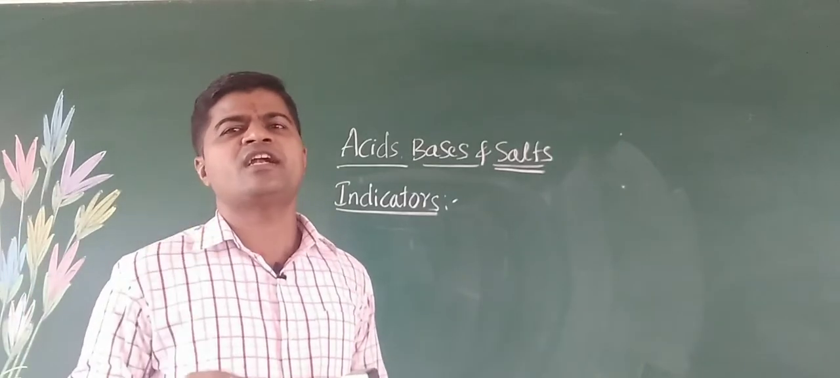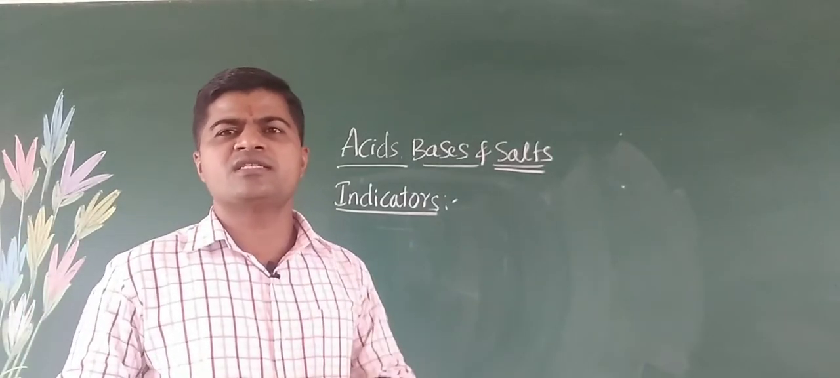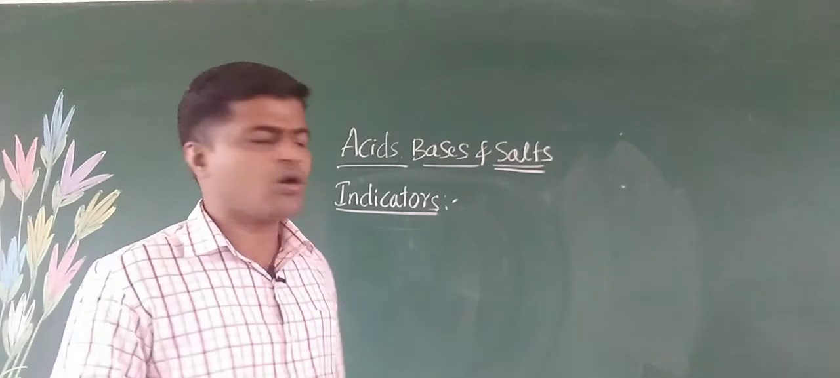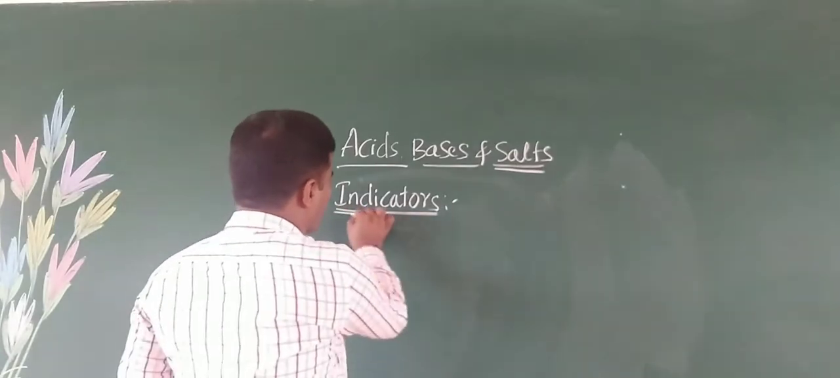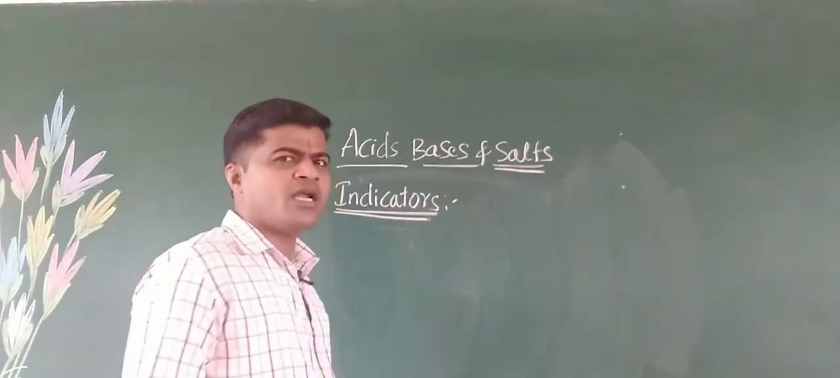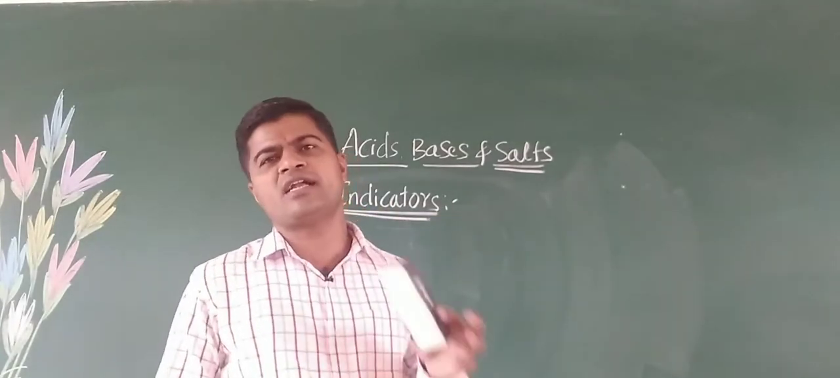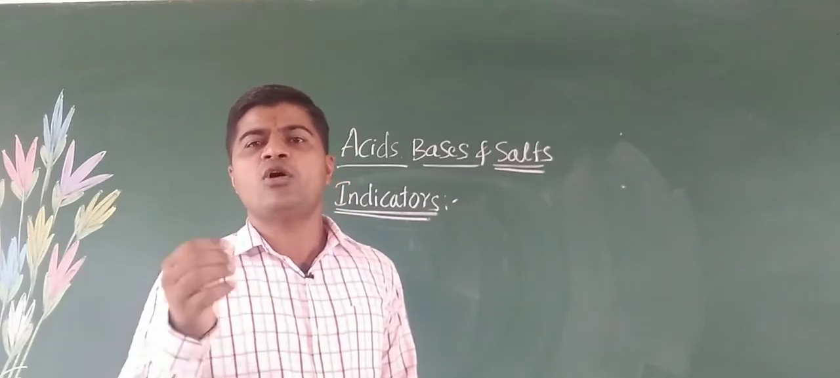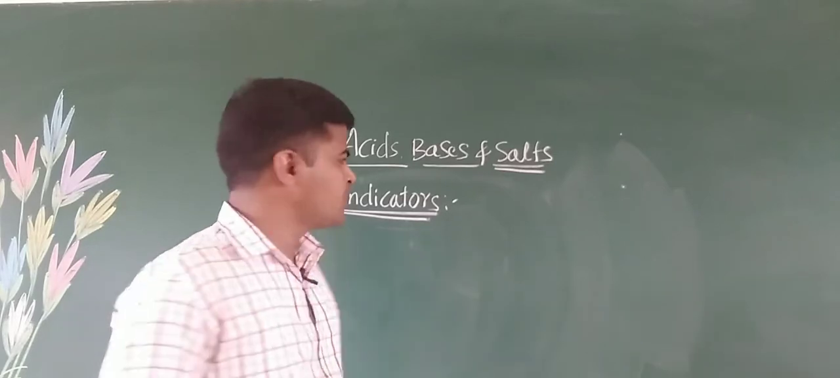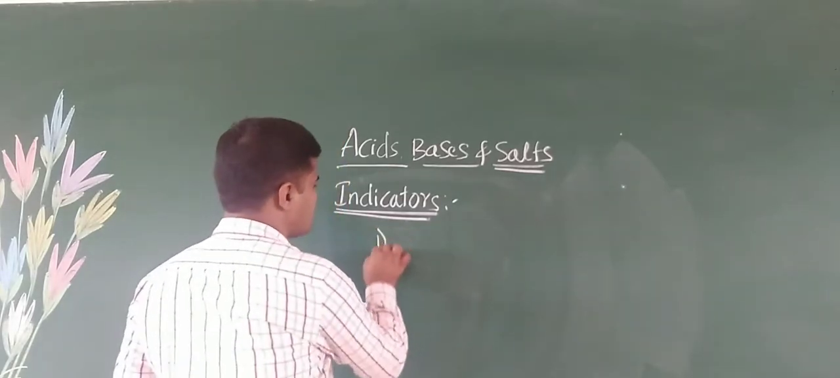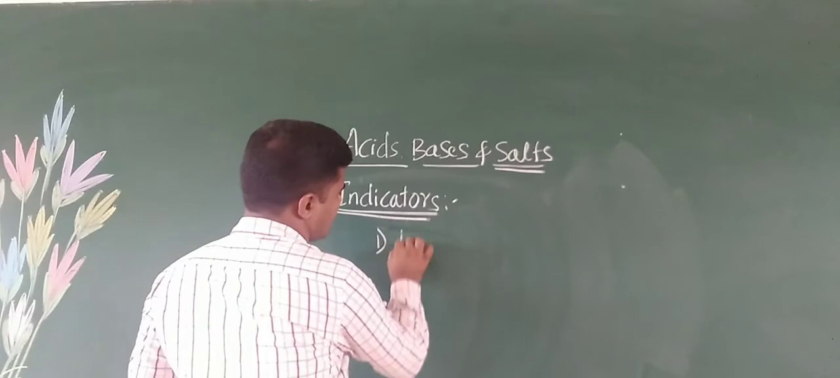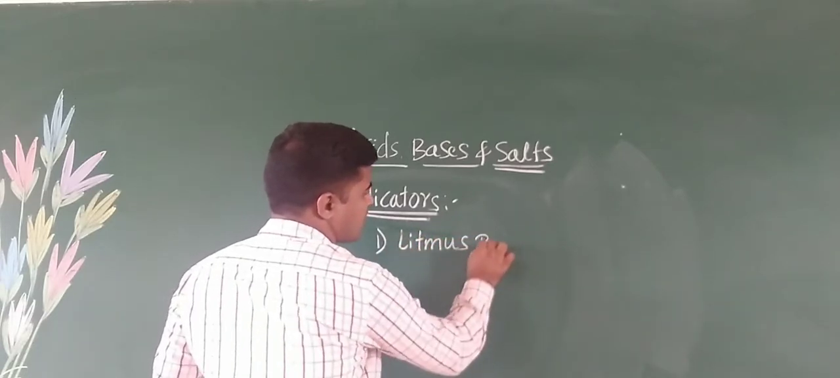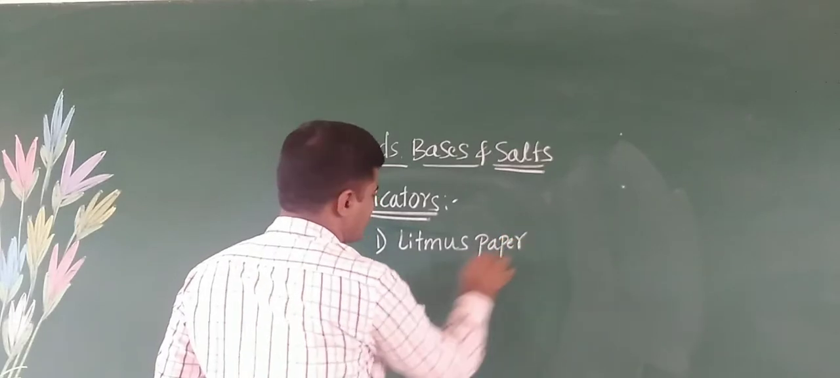So it helps in analyzing whether the given sample is an acid or base. That is what we call indicators. We have many indicators: natural indicators, and also artificially made organic indicators. Familiar indicators like litmus. I think even in lower classes you studied about the litmus paper.